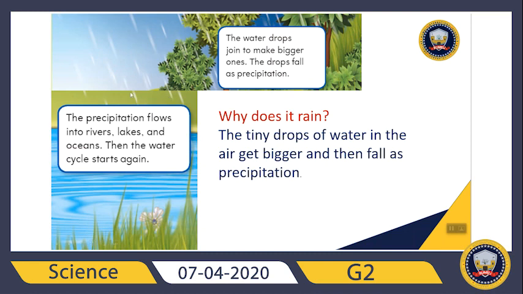We have a question here. Why does it rain? Yes, the tiny drops of water in the air get bigger and bigger and then fall as precipitation. So why does it rain? Because the tiny drops of water in the air get bigger and bigger and then fall as precipitation. And then the water cycle starts again.